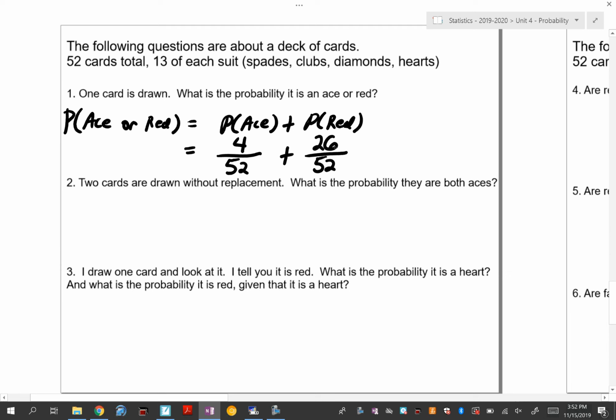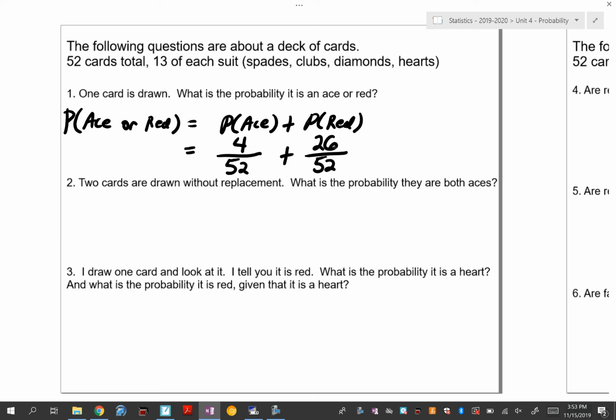Now, here's the problem, guys. Leslie F., this is what I'm hoping you'll understand. You good? This is what I'm hoping you'll see. If we just stopped and said, this is our answer, 30 over 52, whatever that is, it's wrong. Why is it wrong, David? There's 12 on both sides.